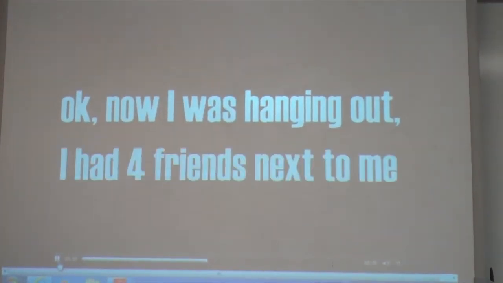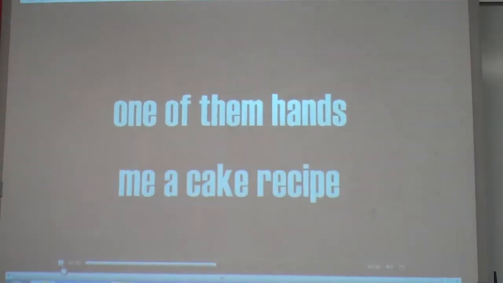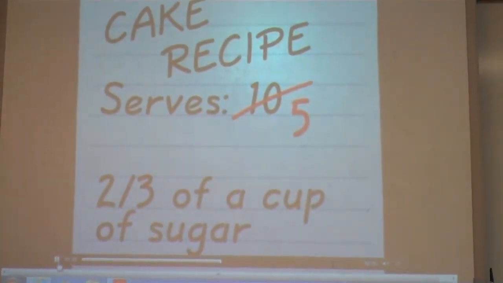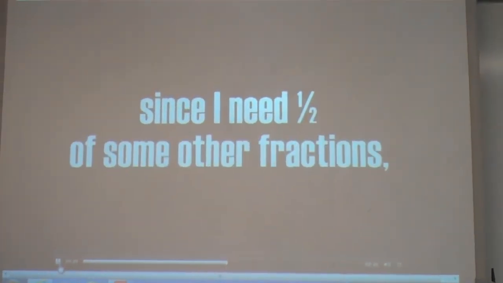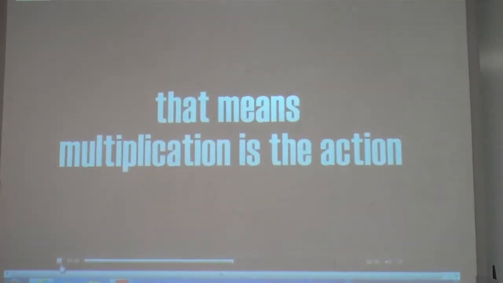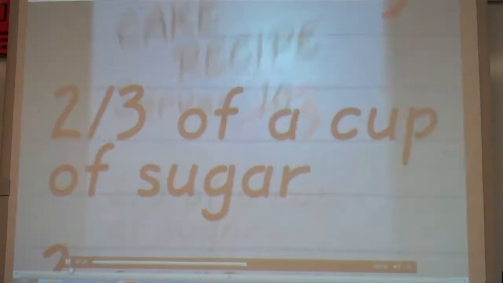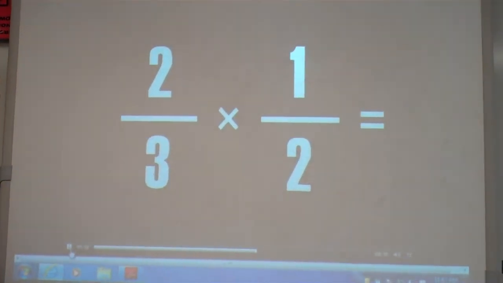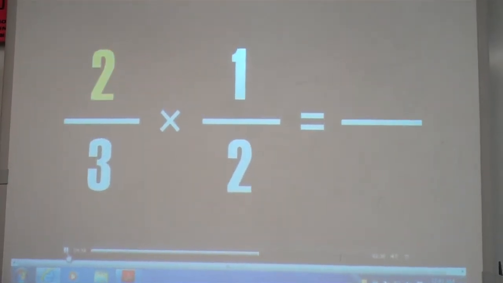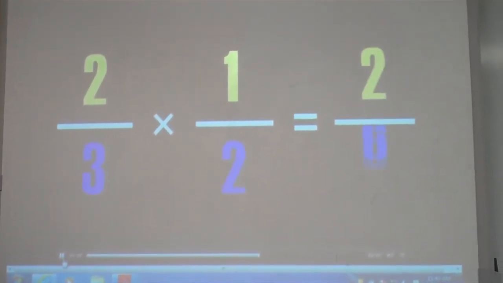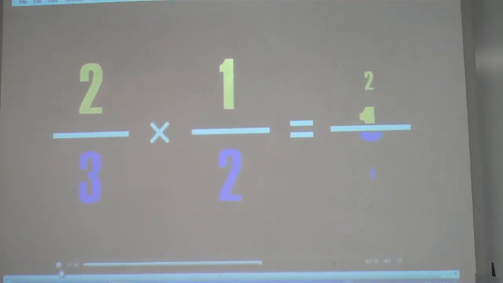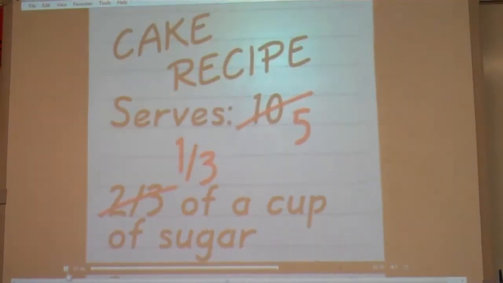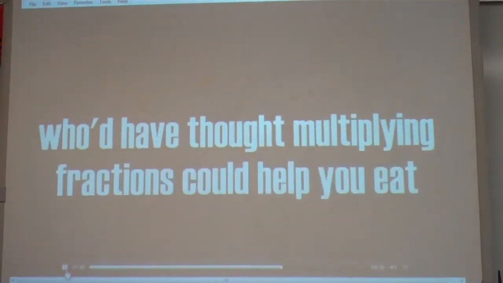Okay, now I was hanging out. I had 4 friends next to me. One of them hands me a cake recipe. Let me see. Uh-oh, it serves 10, but I'm always serving 5. What should I do then? Since I need 1/2 of some other fractions, that means multiplication is the action. The original calls for 2/3 of a cup of sugar. Here's what we do first. Multiply 2/3 times 1/2. That's 2 times 1 over 3 times 2. Gives you 2 over 6. Simplify that, you're left with 1/3. Now you can bake the cake and make sure that it tastes good and it's not too sweet.